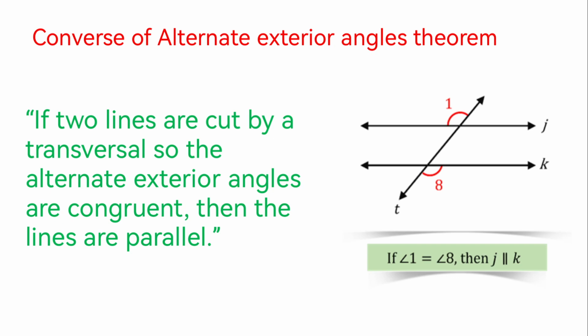If two lines are cut by a transversal so that the alternate exterior angles are congruent, then the lines are parallel. As illustrated in this figure, angle 1 is congruent to angle 8, or angle 1 is equal to angle 8. Then we can conclude that line J is parallel to line K.